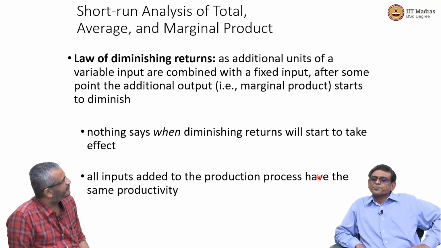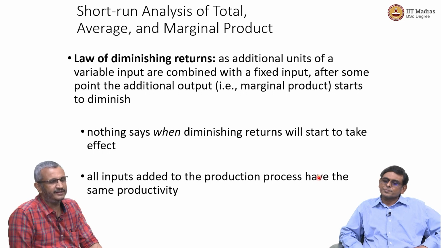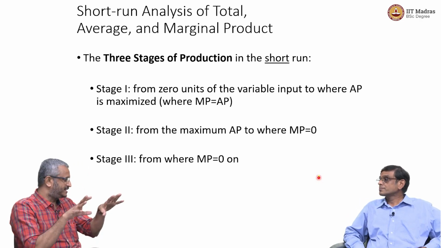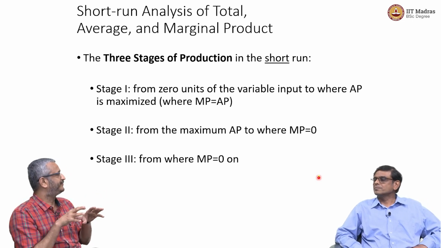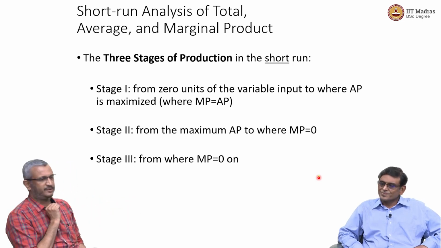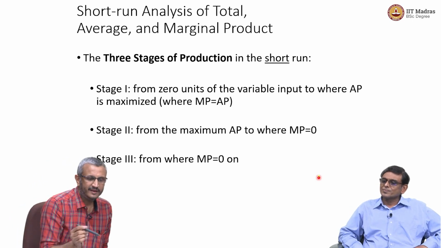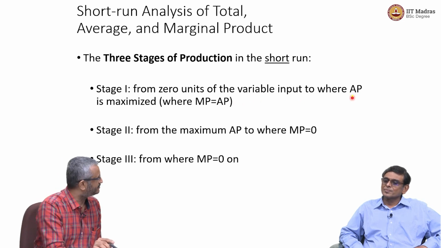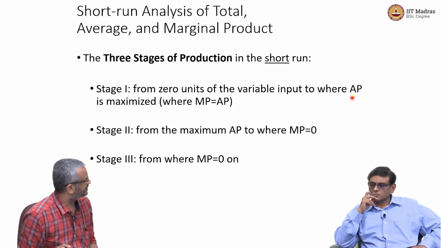If you have workers, some of these workers will have high productivity, and so that is where the decision making becomes very important. So then combining this cost curve and this production, we have 3 stages in production. Production functions, cost curve, we combine this. Then we have 3 stages of production. In stage 1, we have 0 units of variable inputs to where the average product is maximized, where AP is equal to MP, average product is equal to marginal.